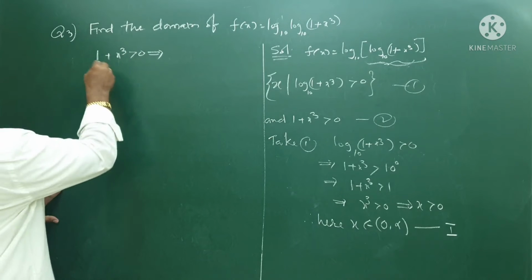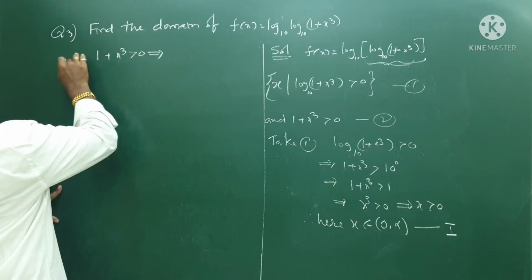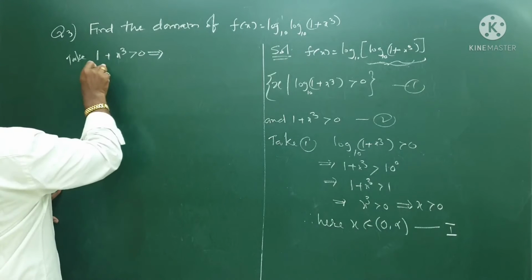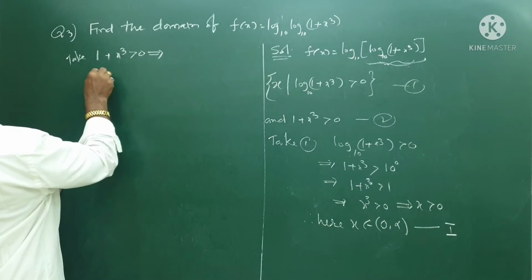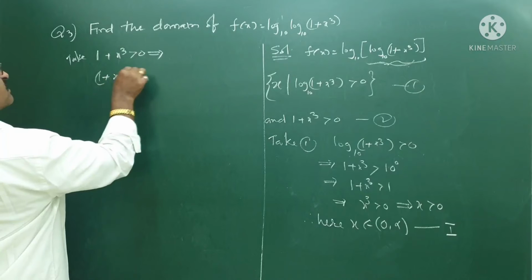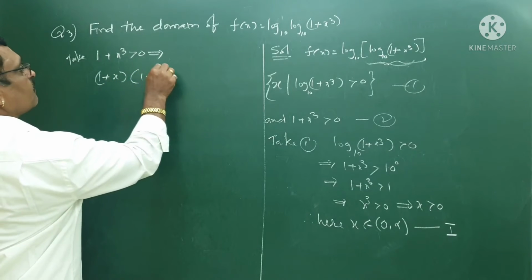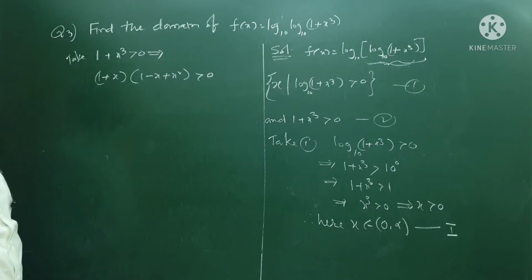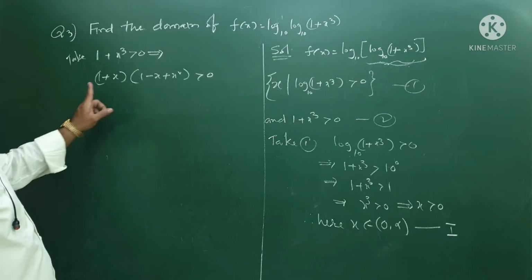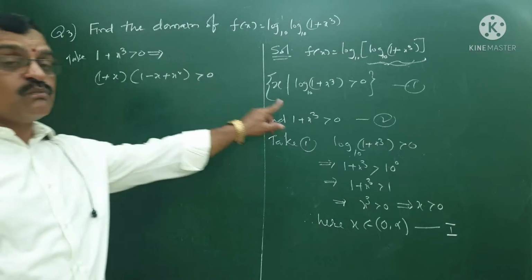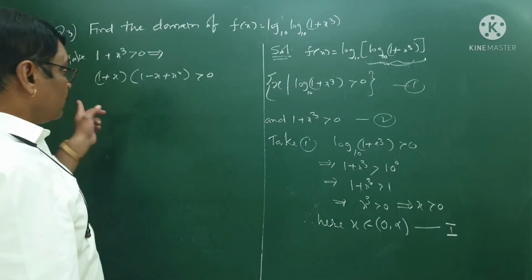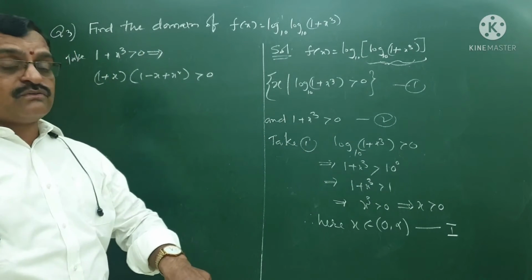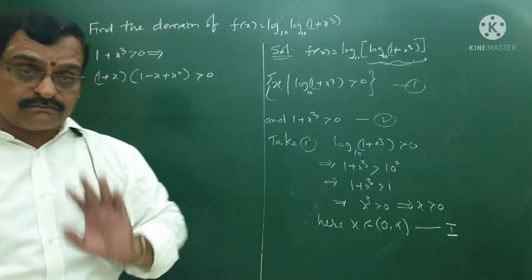This implies, take 1 plus x cubed greater than 0, which is nothing but (1 plus x)(1 minus x plus x squared) is more than 0. Now here, the product of two expressions is more than 0. Either both of them must be positive or both of them must be negative.